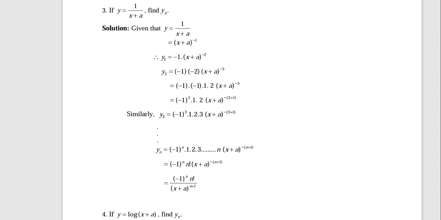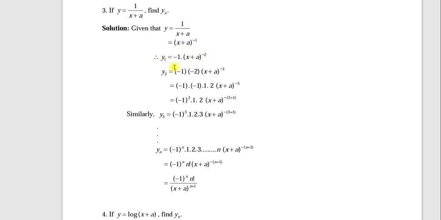Now, let's have a look at problem number 3 where the function is 1 by x plus a. At first, we can write this function as (x plus a) to the power minus 1. You all know that, right? Now, to find y1, y2 and y3, we have to differentiate this function. And according to the formula d/dx of x to the power n equal to n x to the power n minus 1, we get y1 as minus 1 (x plus a) to the power minus 2.